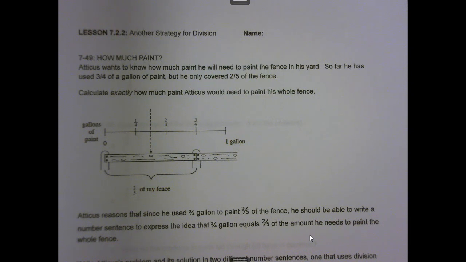Time for us to take a look at lesson 722. And the title of this is Another Strategy for Division.